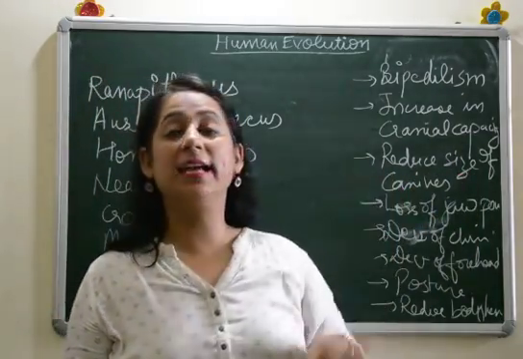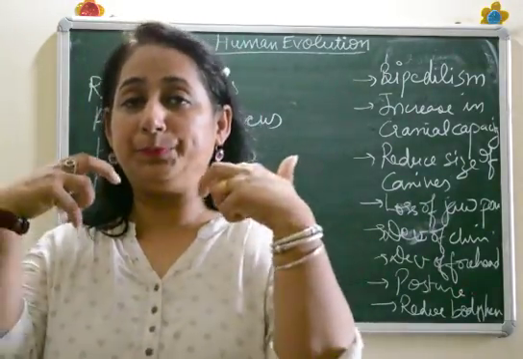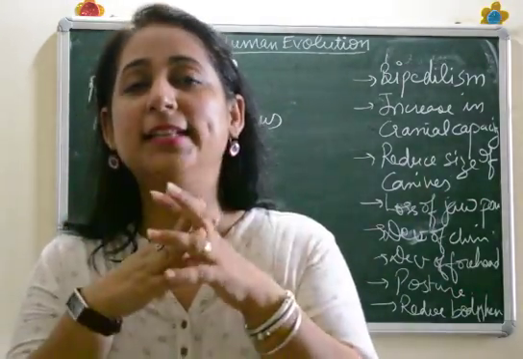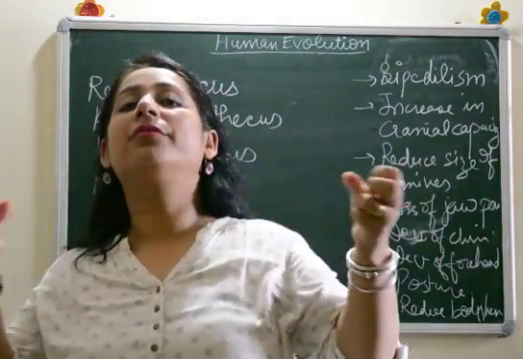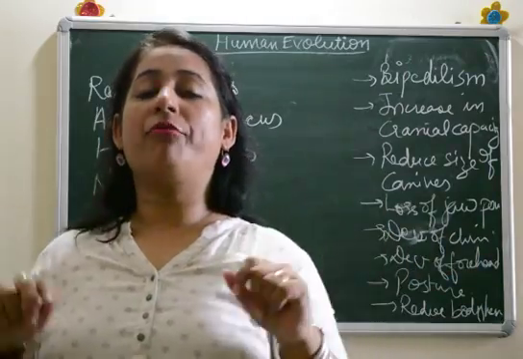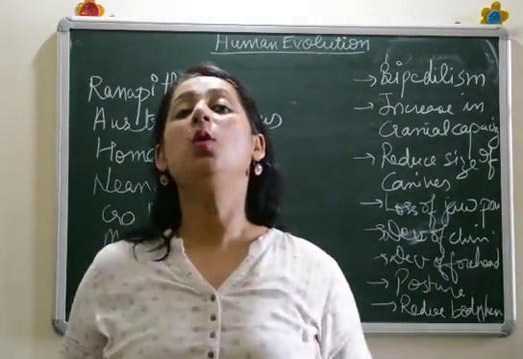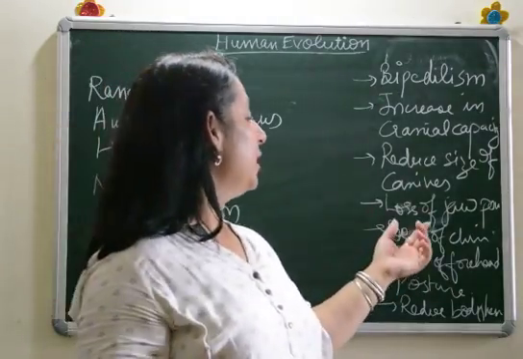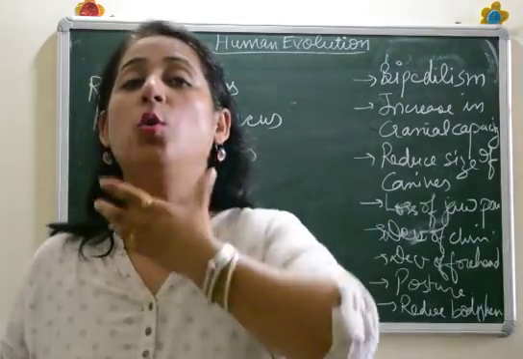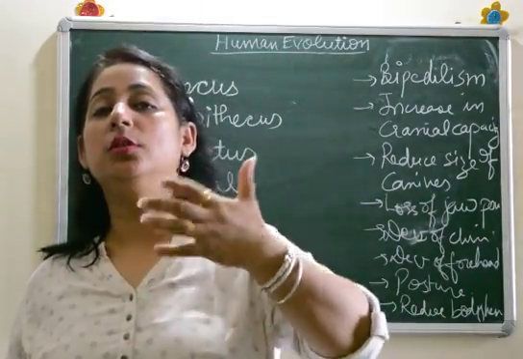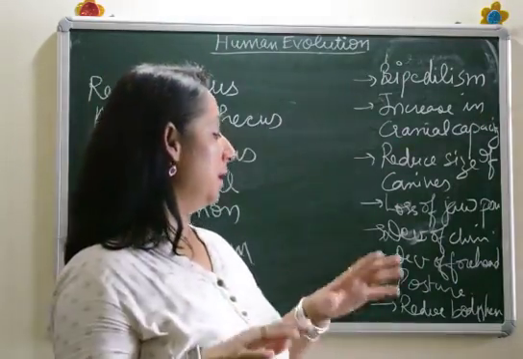Then reduction in size of canines. These canine teeth are there in our jaw so that we can tear off the flesh, or the raw flesh. So as the eating habits changed, the canines also had to reduce in size. Then loss of jaw power, as now raw meat did not have to be chewed, the food was cooked and all, so the jaw power also had to come down.